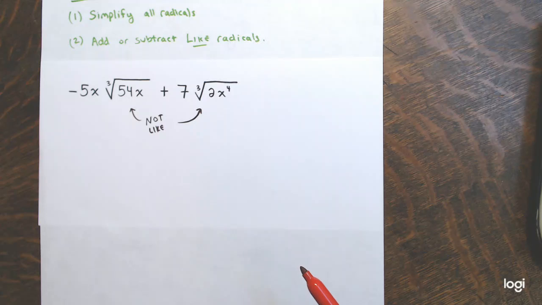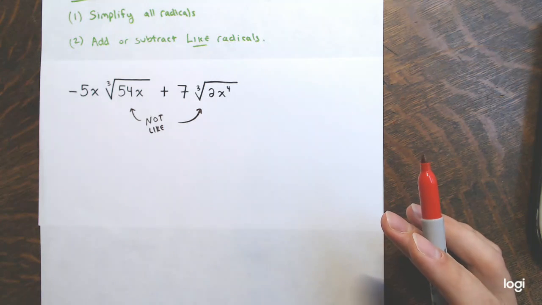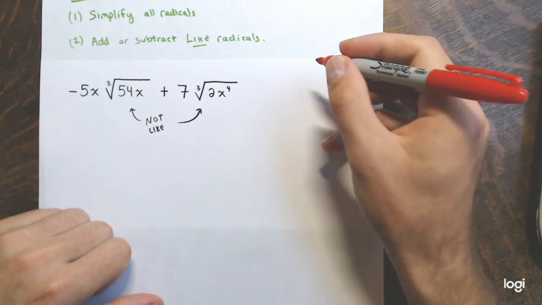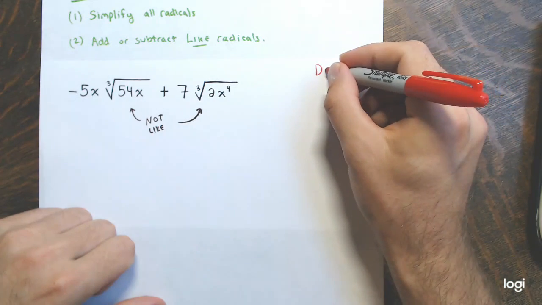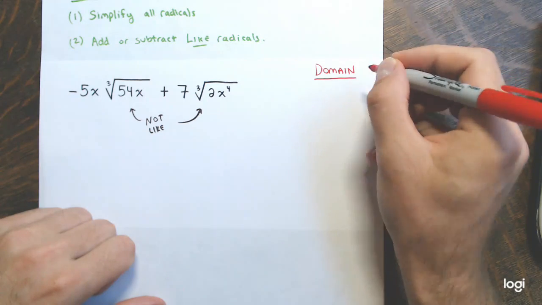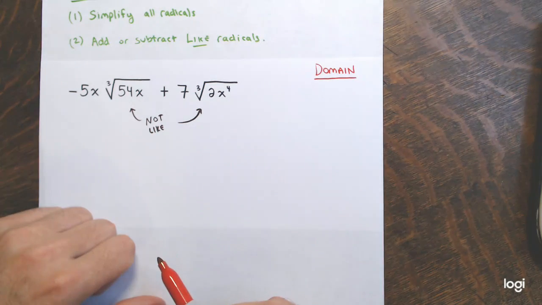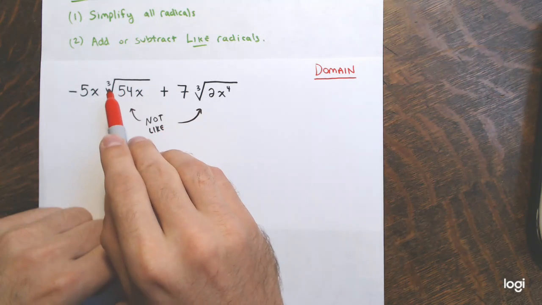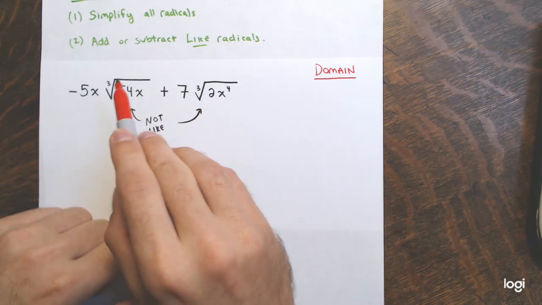But again, before I get into all the simplifying, because this expression has some letters in it, I'd like to think a little bit about what I can plug in for that letter. What's the domain of this expression? What am I allowed to plug in for x? Well, look at these radicals. They're odd roots, cube roots.